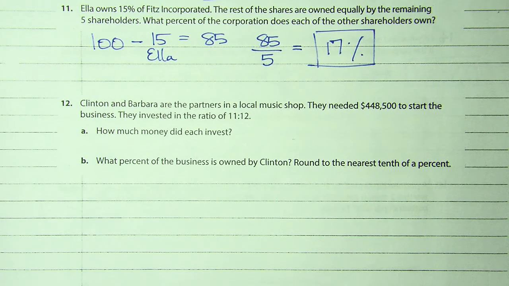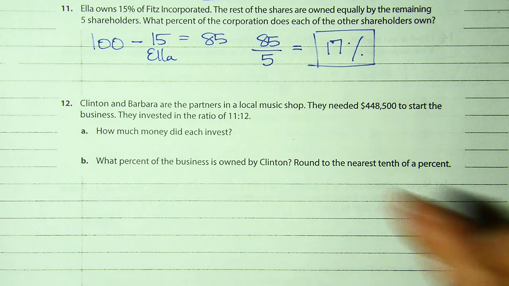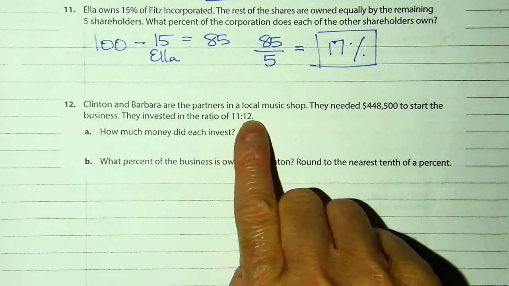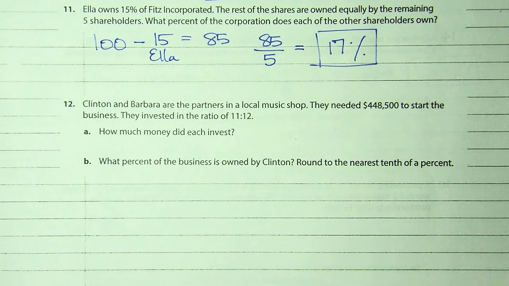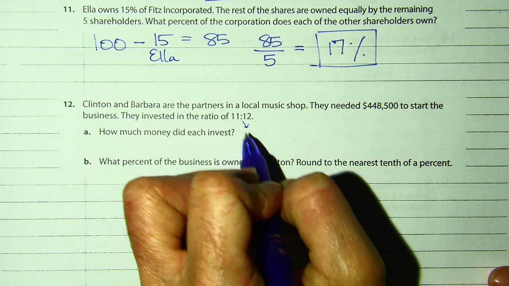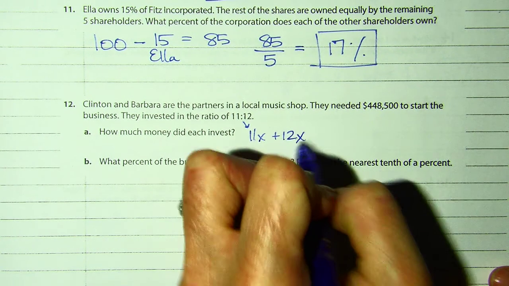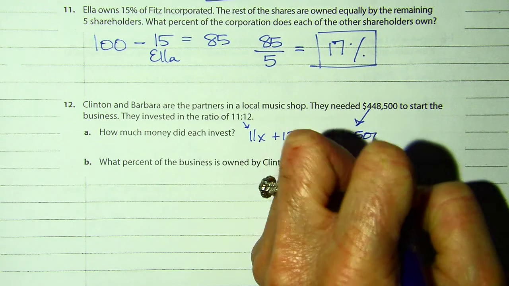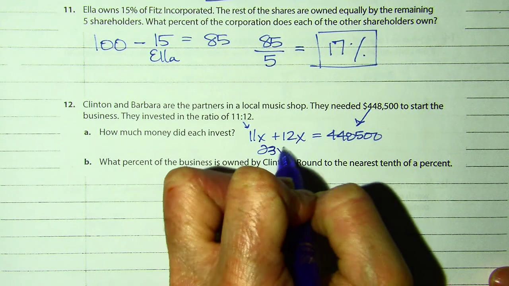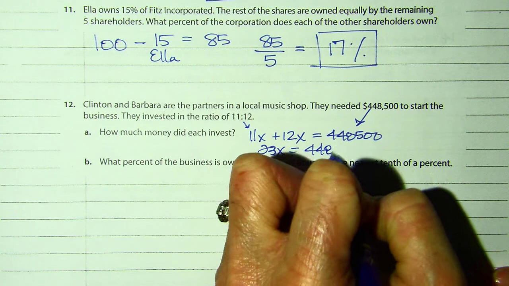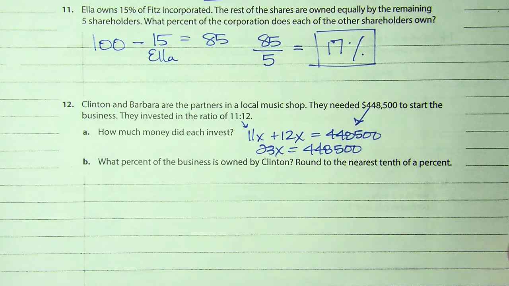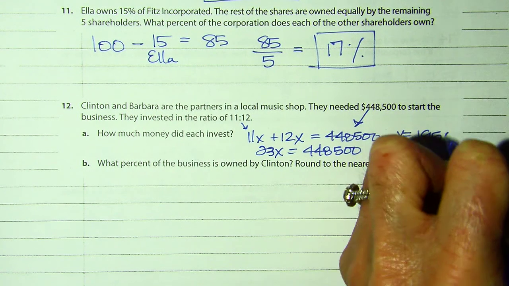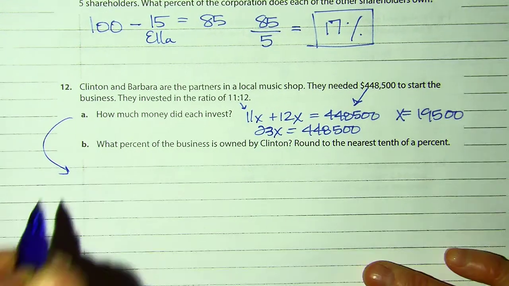Clinton and Barbara are partners in the local music shop. They need almost $500,000 to start a business. They invest with an 11 to 12 ratio. So, again, remember, 11x plus 12x equals the amount they invested. So this gives me 23x equals 448,500. So that means x equals 19,500.